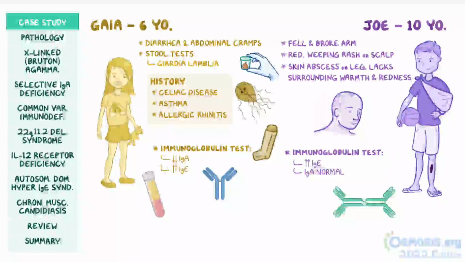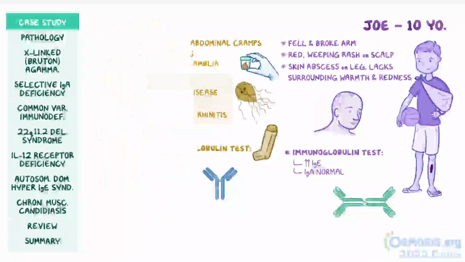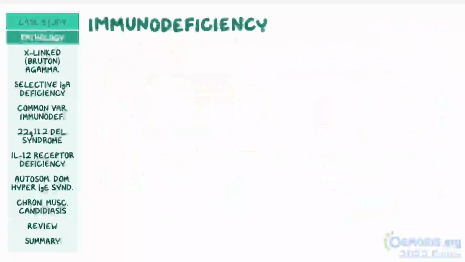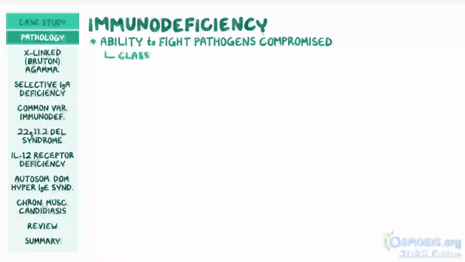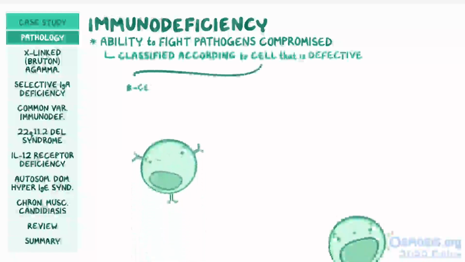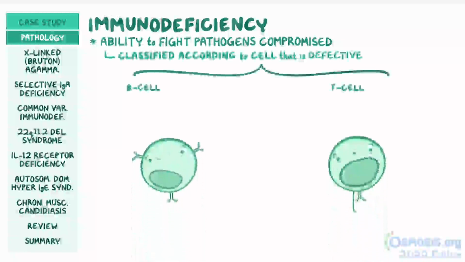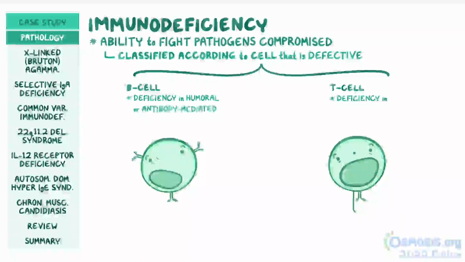Based on the initial presentation, both cases seem to have some form of immunodeficiency, meaning that their immune system's ability to fight pathogens is compromised. Immunodeficiencies can be classified according to the cell of the immune system that is defective, into B cell and T cell disorders, which respectively lead to a deficiency in humoral or antibody-mediated and cell-mediated immune responses.